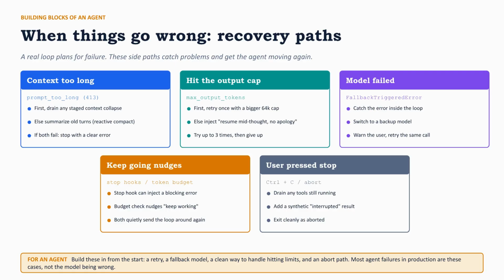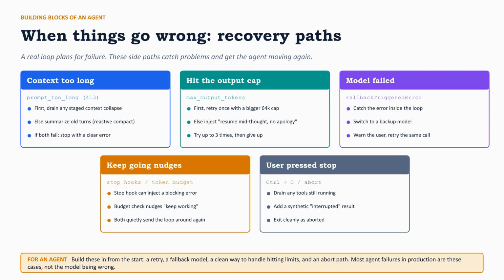If the model itself fails, it catches the error, switches to a backup model and retries. Keep-going nudges from hooks or budget checks quietly send the loop around again, and a user pressing stop drains running tools and exits cleanly. Most production failures are these cases, not the model being wrong. So build in a retry, a fallback model, a clean way to handle limits, and an abort path from the very start.